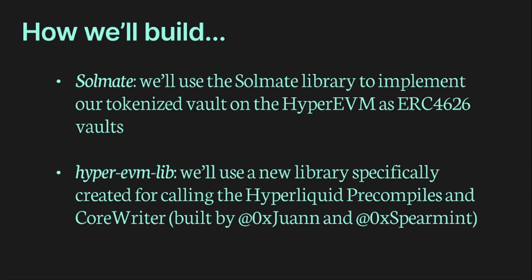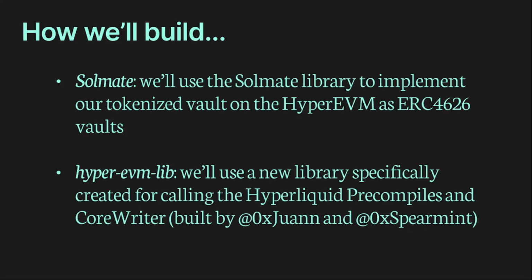How we're going to build it, we're going to use Solmate library. We'll use Solmate library to implement our tokenized vault in HyperEVM. Solmate is a collection of different contract standards, and ERC-4626 vaults are the type of vaults that Yearn use and so on. You deposit tokens into them and you hope that you get some yield back from the strategy. In our case, the strategy is going to be HLP, just depositing into the vault, and you're going to hope that over time the HLP produces a yield that we can then withdraw.